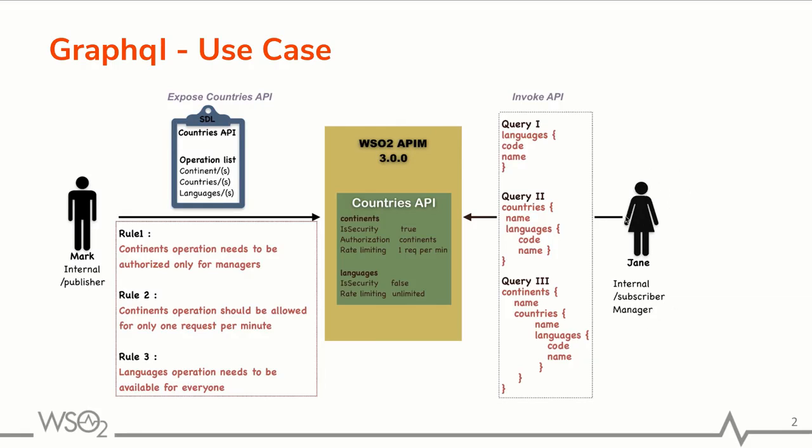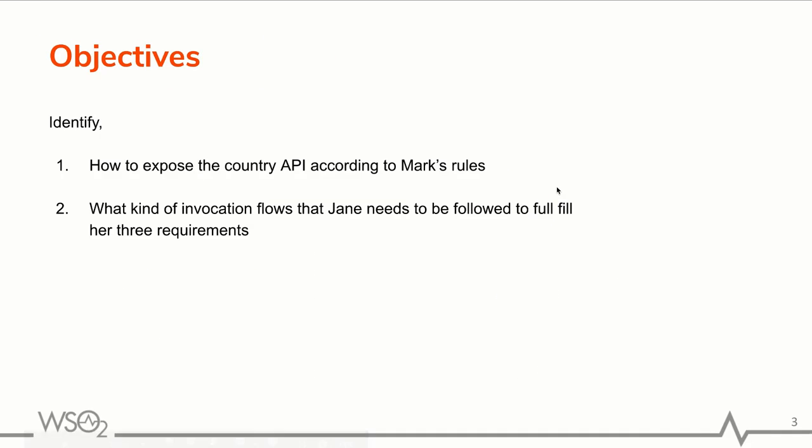Meanwhile, Jane has 3 different requirements to invoke that API using 3 queries. According to the use case, there are 2 objectives for this video. One is to learn how to expose this countries API according to Mark's rules. Now, I am going to show you a quick demo of it.